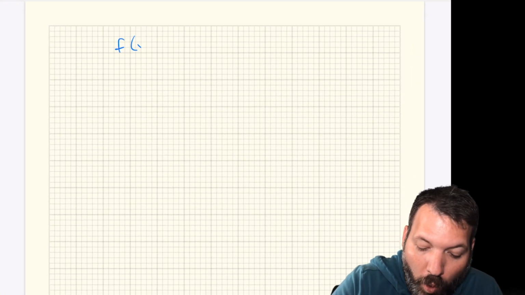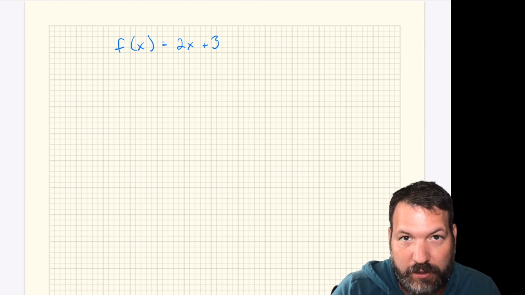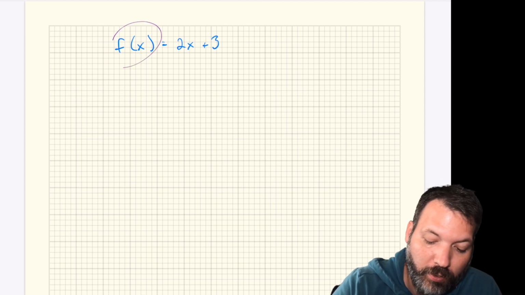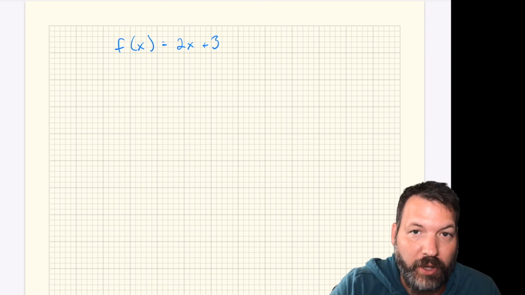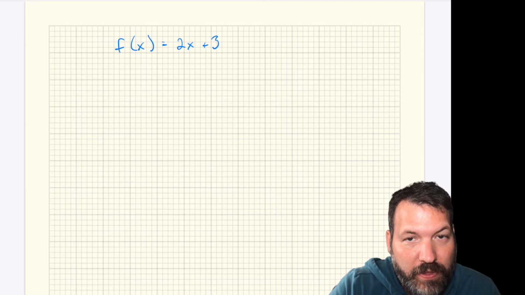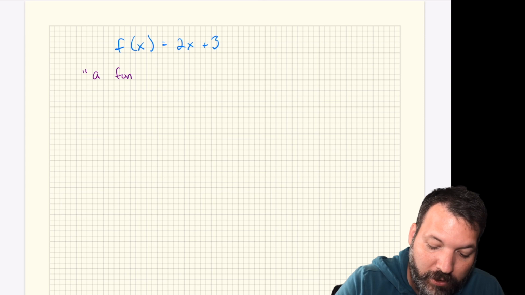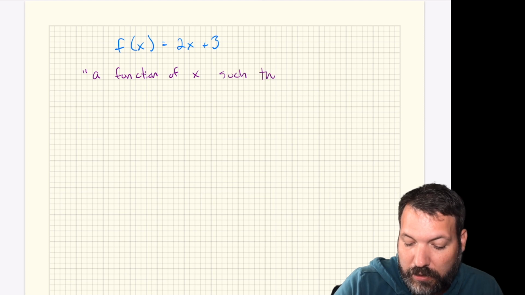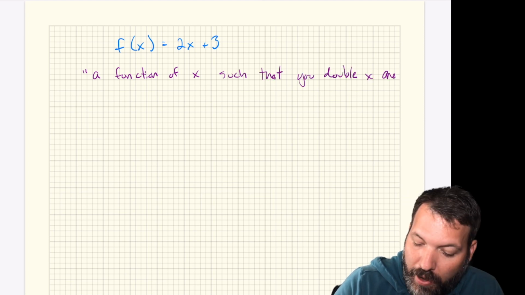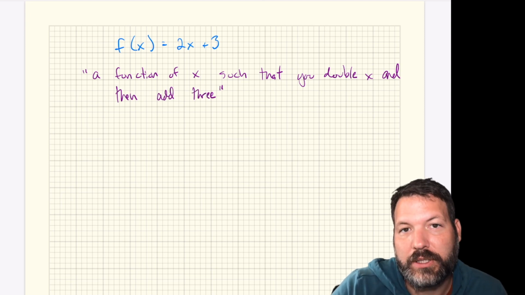Instead of saying y equals 2x plus 3, we say f of x equals 2x plus 3. In other words, this does not mean some variable f times some variable x, although in other contexts it might mean that. In this particular case, it means we have a function of x. We could say a function of x such that you double x and then add 3. In other words, the function notation is highlighting process.